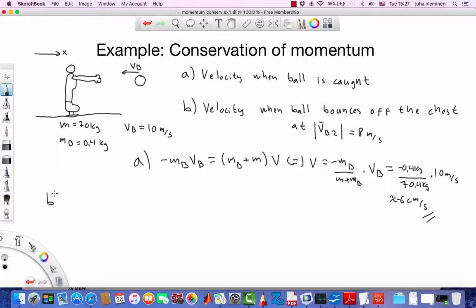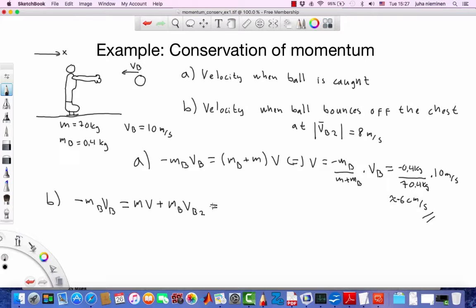What about when the ball hits the chest and bounces off? Well, the initial momentum is the same, just that of the ball to the left, hence the minus. After the impact, the person is moving at some velocity, just general mv. And the momentum of the ball is to the right because it bounces off. So it's going to be the mass of the ball times VB2, which we know is 8 meters per second.